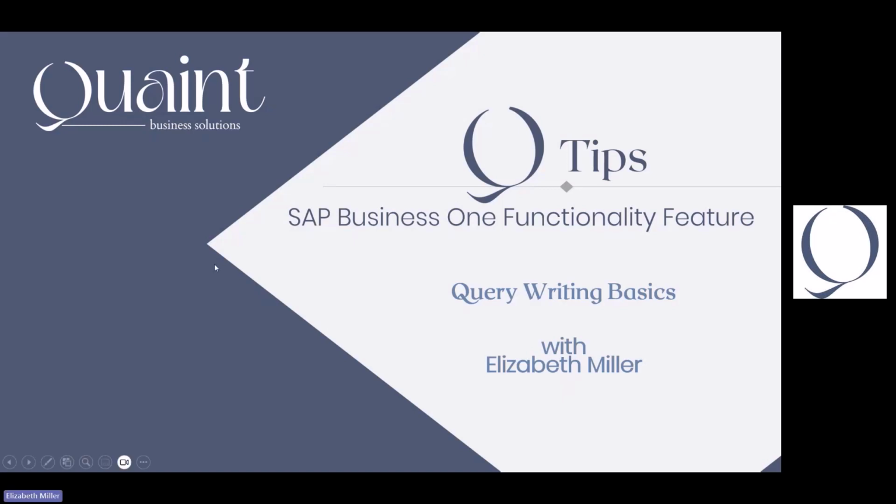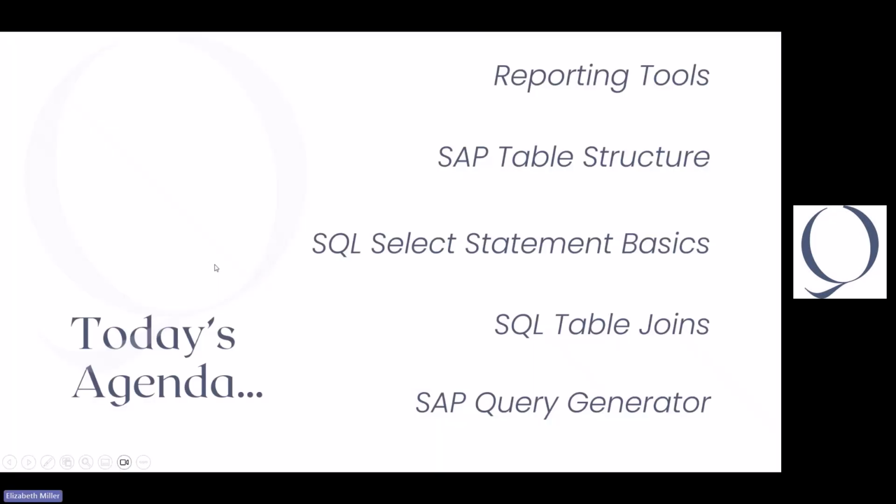So today we are going to be reviewing some of the reporting tools that are available for query writing and report writing out of the SAP application, as well as giving you an overview of SAP's table structure in general. We're going to touch on some of the basics of SQL Select Statements, as well as how to join SQL tables and what those joins mean. And then I'm going to dive into the system and the application itself to give you some real-world examples on how to use these tools and where to find some of the information that we're reviewing on these slides.